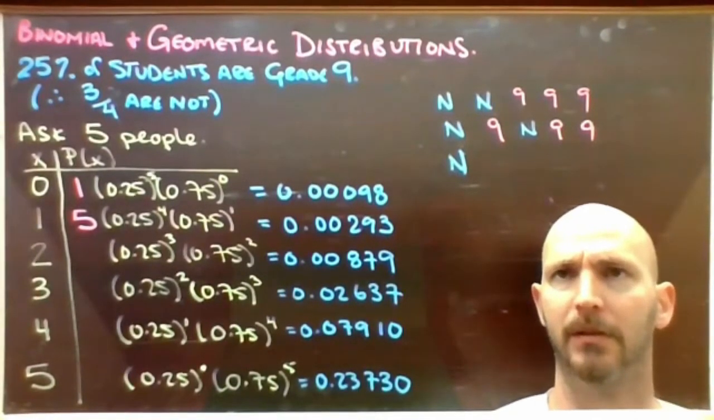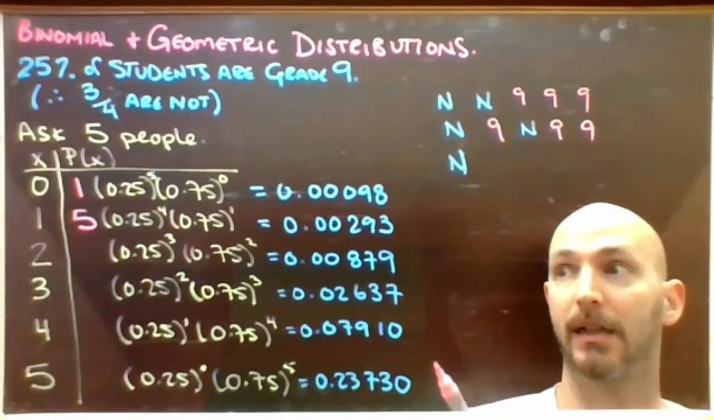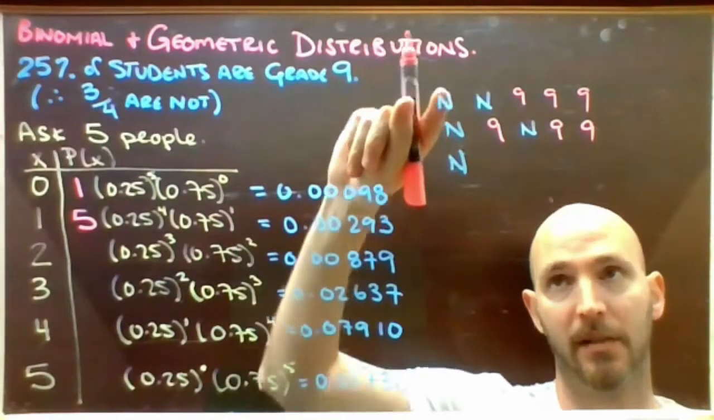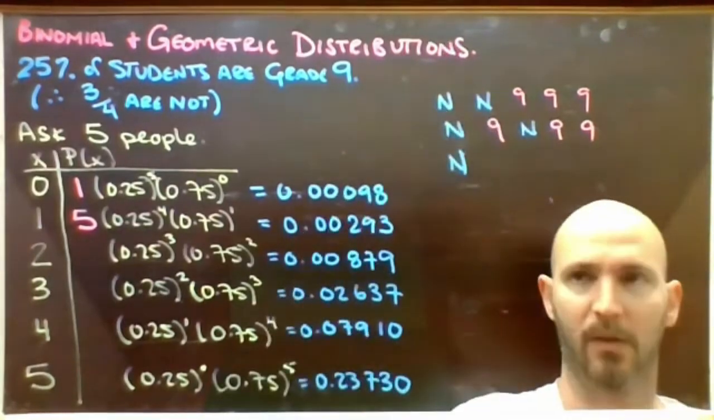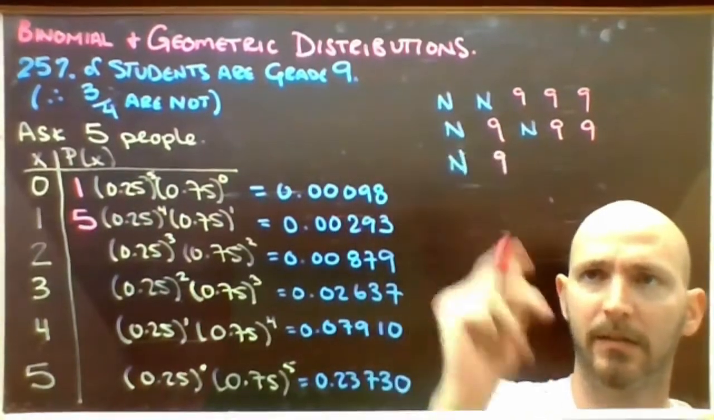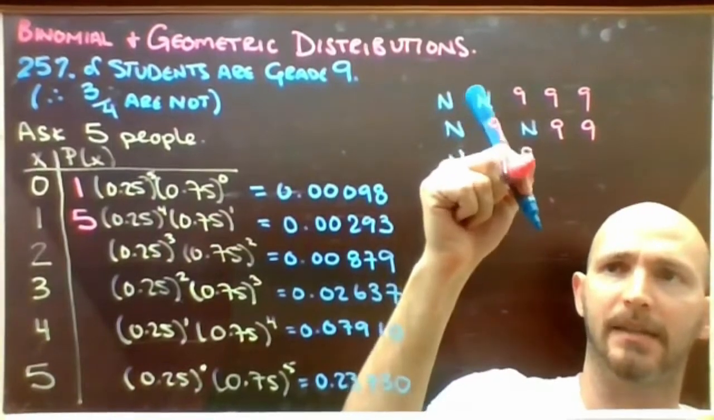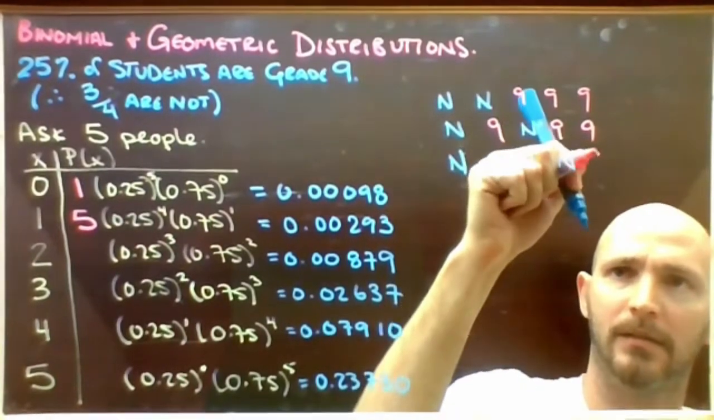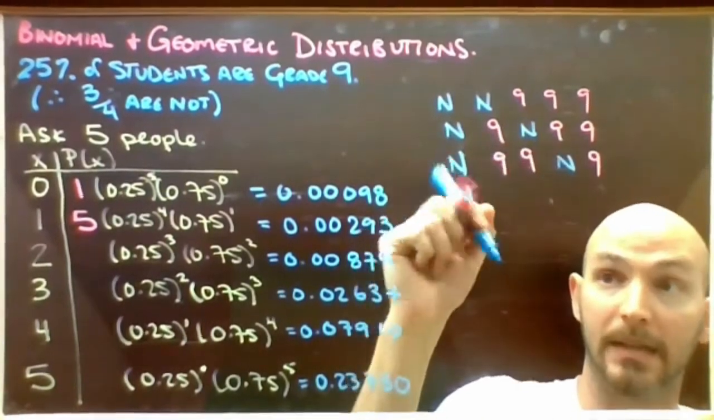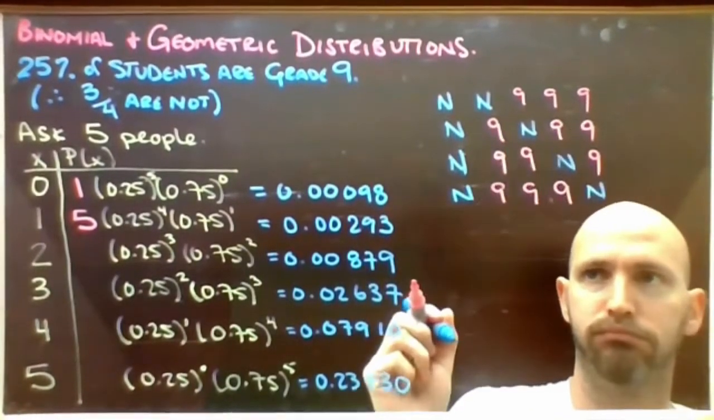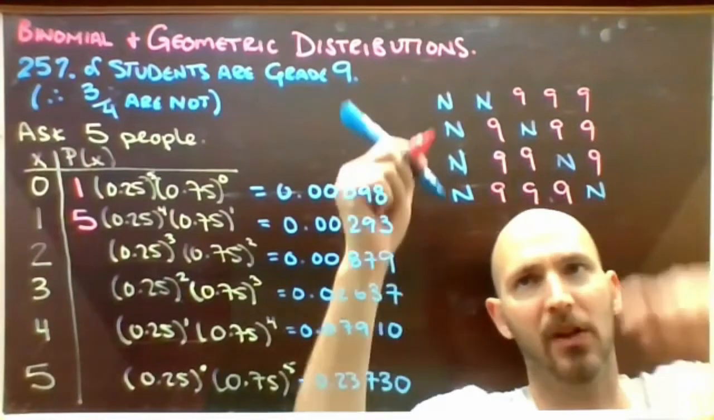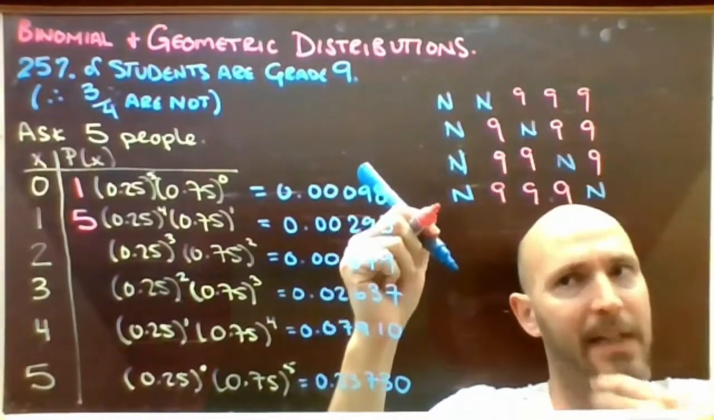What are we doing? Right. That non-grade 9, they could have been stacked beside each other. Or it could have been like this. Or it could have been like this. Or like this. Well, that's all the options where there's a non-9 in front.